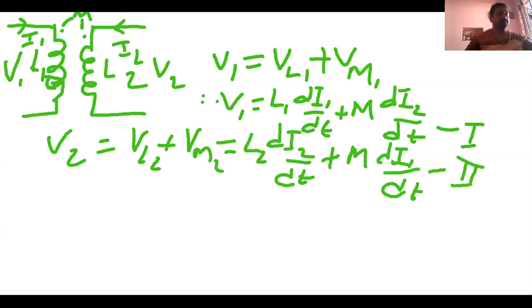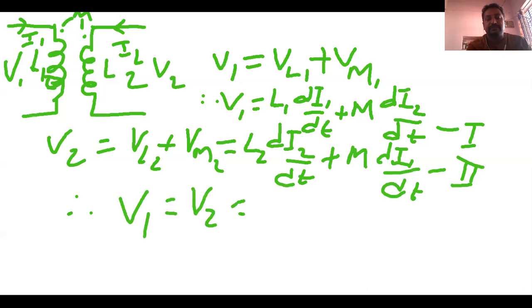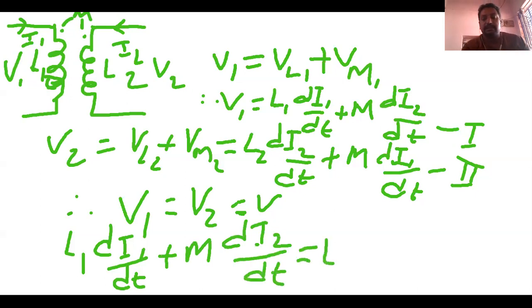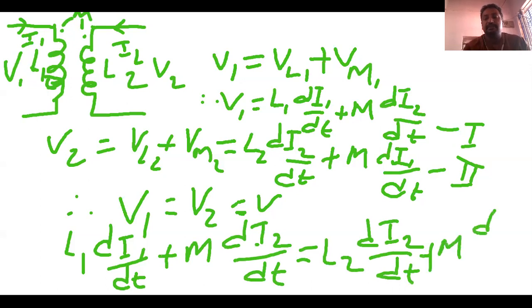Here V1 is equal to V2 is equal to V. So we substitute, and we get L1 into dI1 by dt plus M into dI2 by dt is equal to L2 into dI2 by dt plus M into dI1 by dt. This is the equation.